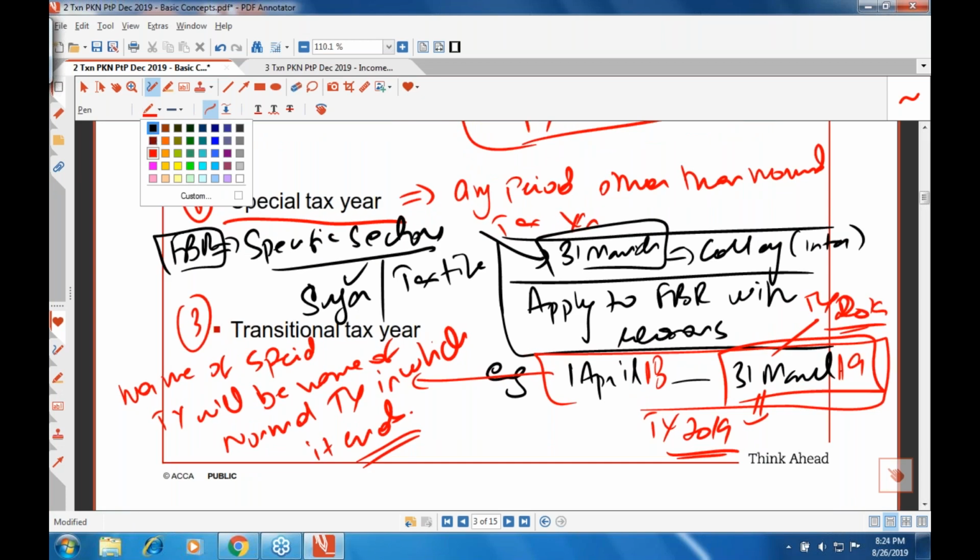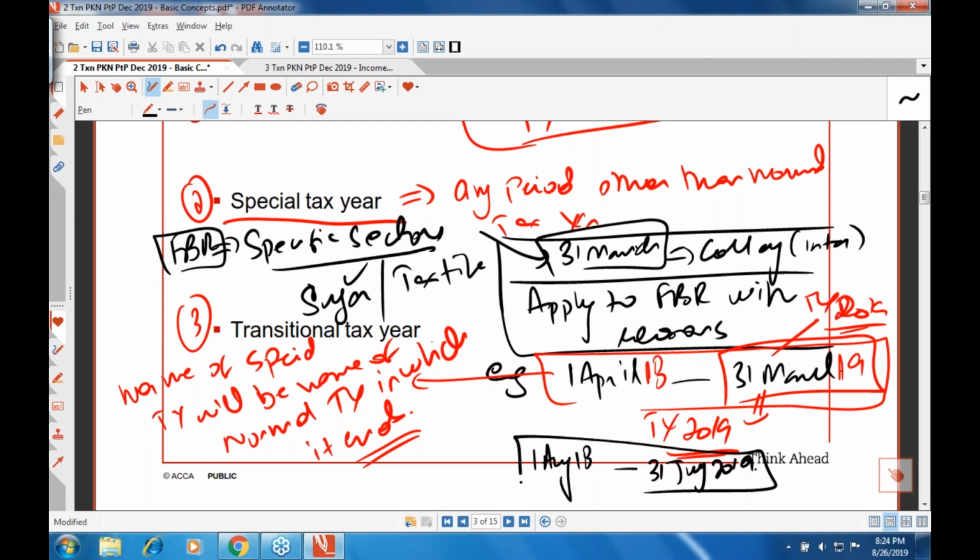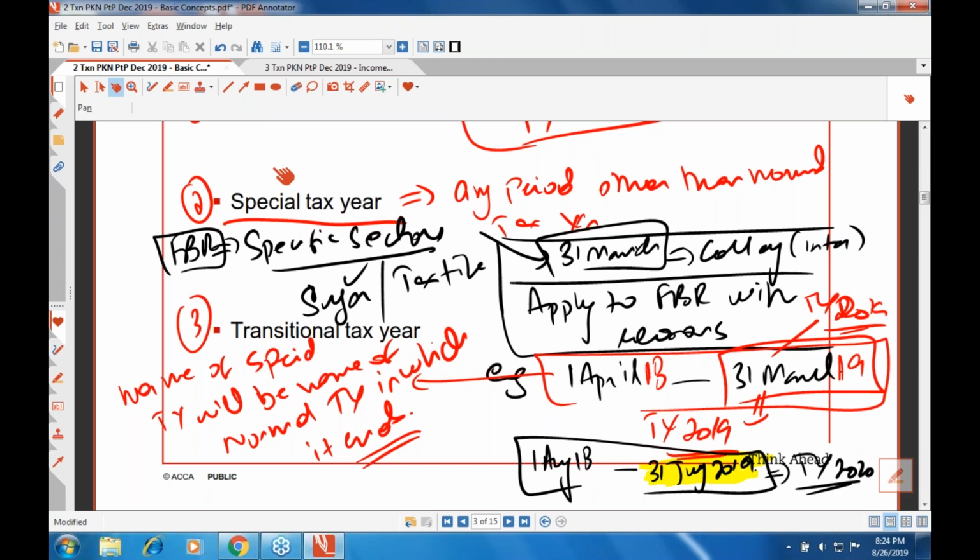Similarly, if I would have had a tax year of, let's say, 1st August 2018 till 31st July 2019, then I would have actually named this specific tax year as tax year 2020. Why? Because the date 31st July 2019 falls in normal tax year 2020. So the first concept that you need to understand is how do we actually name a specific tax year?